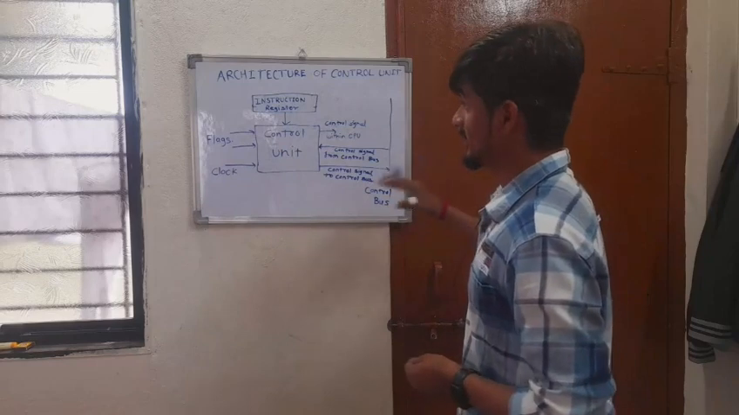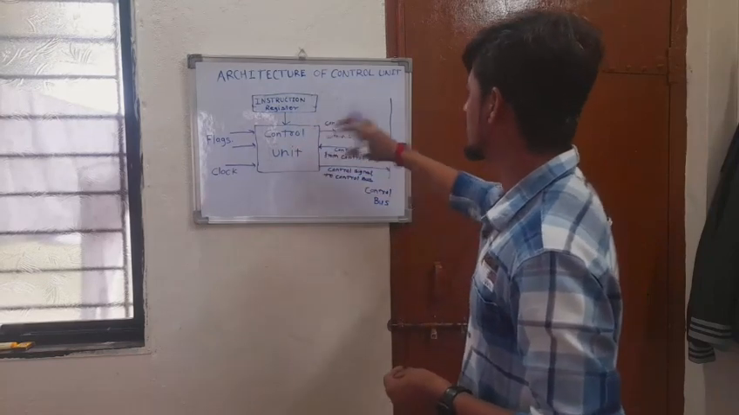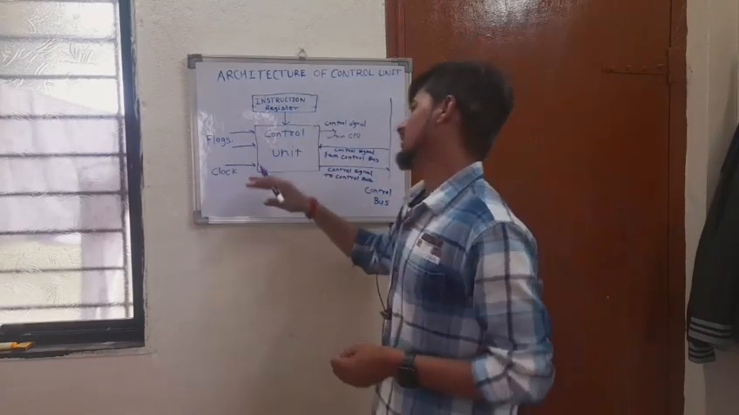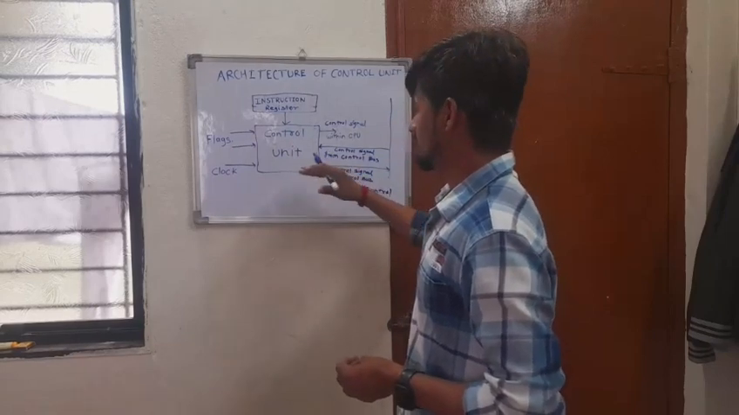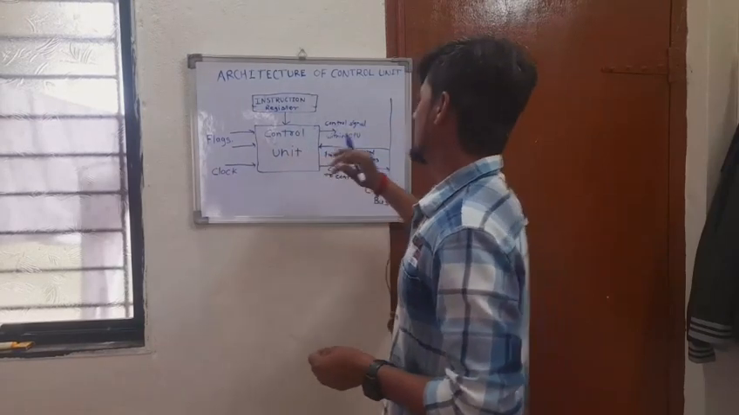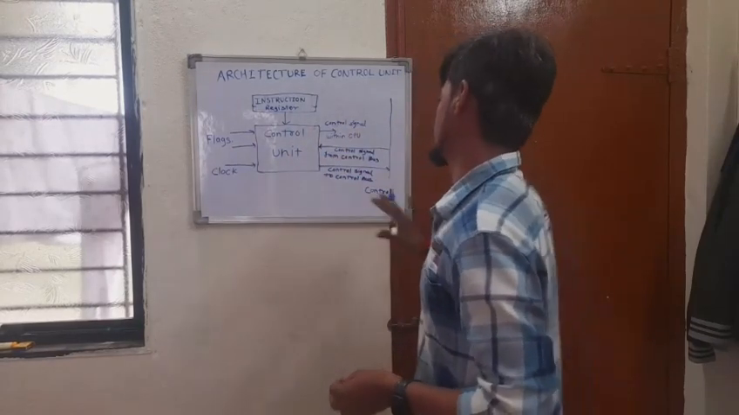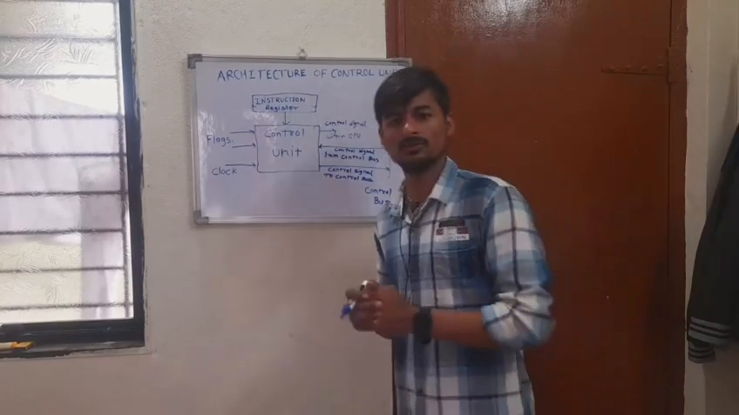So in this topic we studied the architecture of the control unit. We defined the block diagram of the control unit and its components and functions. So we stop here.